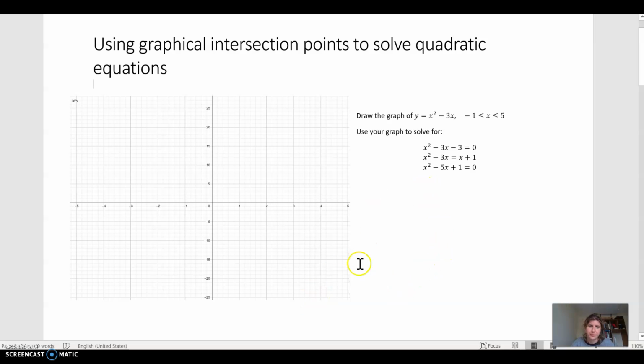Okay, so graphical intersection points to solve quadratic equations is like part 2 of that. So really the same as what we were doing the other day. So we're just going to look at this one example. Draw the graph of x squared minus 3x from -1 to 5.